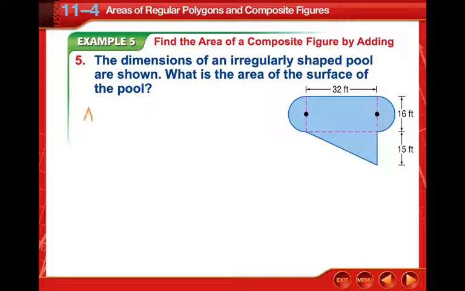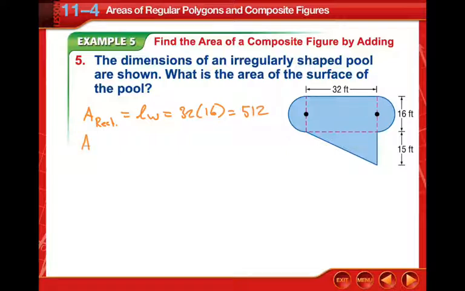So, first things first, the rectangle is the easiest one. That's just length times width, or base times height, if you're looking at it as a parallelogram. That's going to be 32 times 16, and that will get us 512.